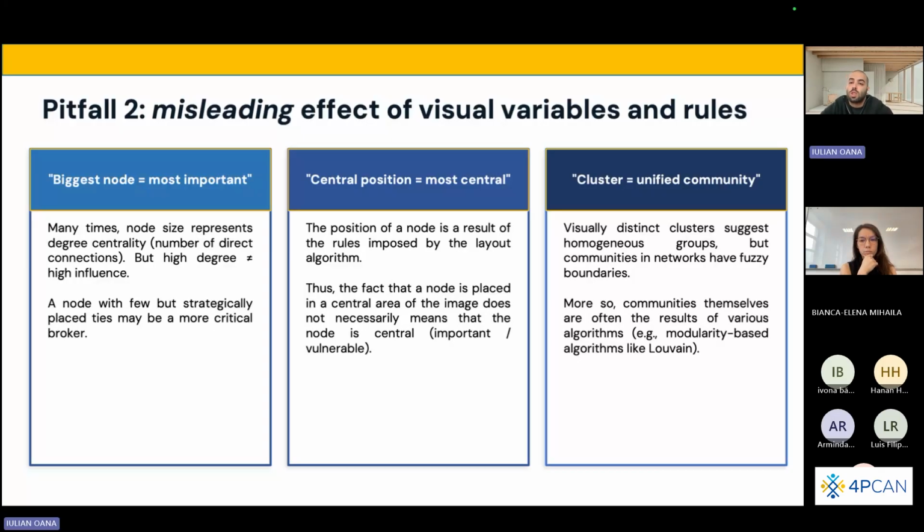So don't interpret and don't try to convey the idea that a cluster is necessarily a unified community, because sometimes the boundaries are fuzzy. If we apply various algorithms on the same network, some will say that you have four communities, whereas others will say that you have three, others will resolve to two or five. It depends.